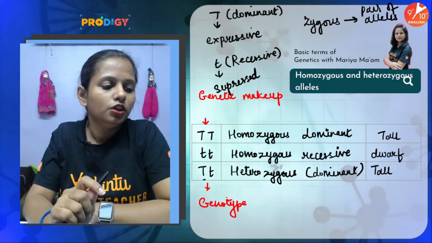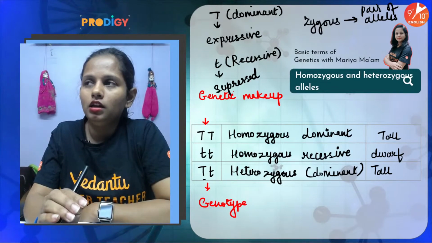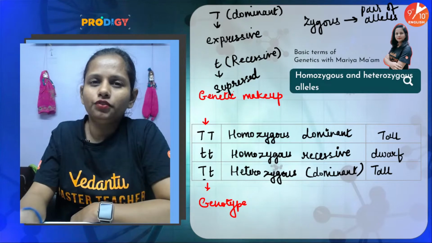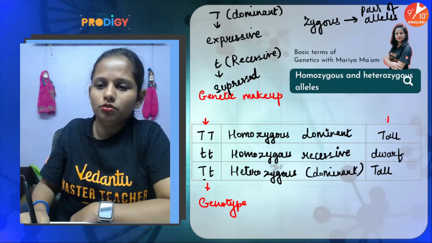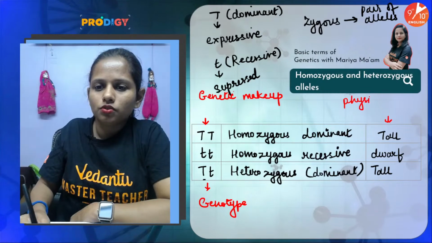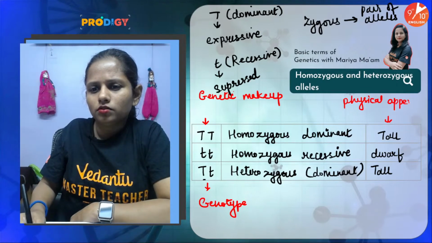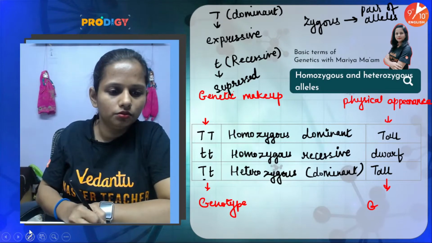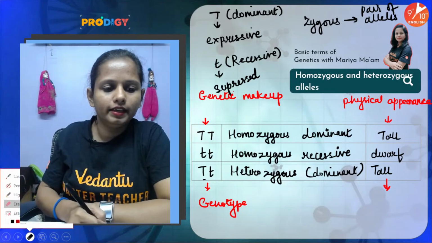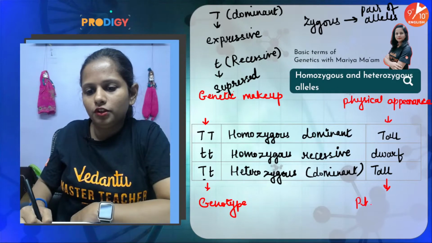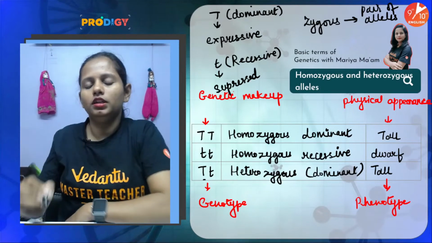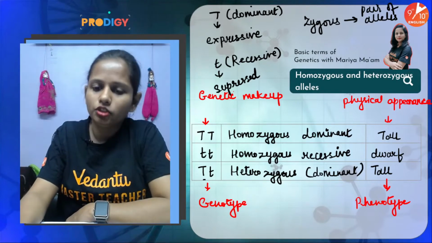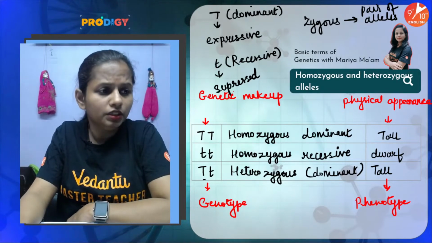Now, this specific genotype will lead to the expression of certain physical appearance. Yes or no? So, this is physical appearance, which we call phenotype. Okay, so genetic makeup, genotype; physical appearance, phenotype. Genetic makeup, genotype; physical appearance, phenotype.